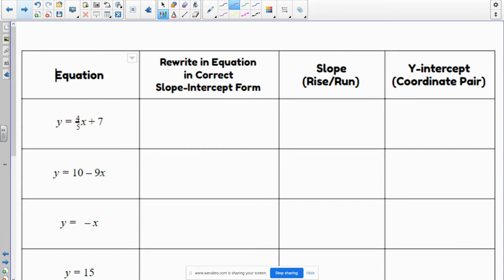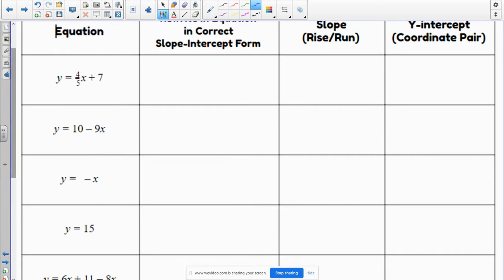So looking at this, we have 3 columns here. Here's our equations. That's the given. What we have to do is rewrite it in the correct slope-intercept form. So in correct y equals mx plus b form. Even though I just told you it could be b plus mx, but normally if a teacher asks you to put it in slope-intercept form, we always put the slope first, just like the name of the equation is, slope and then intercept. And then what is the slope and then what is the y-intercept?